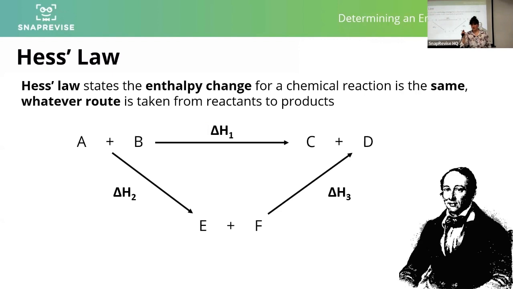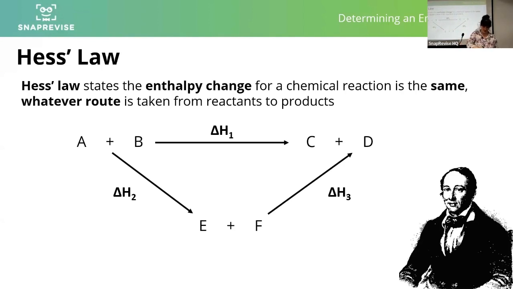But for some reason, perhaps, maybe it's too complicated a process, maybe I don't have the laboratory equipment, whatever reason it is, maybe it's not possible to measure. I can't measure the enthalpy change to go from A and B to C and D. So I'm going to work out the enthalpy change going a different way that starts at A and B and finishes at C and D and work out what that enthalpy change is.